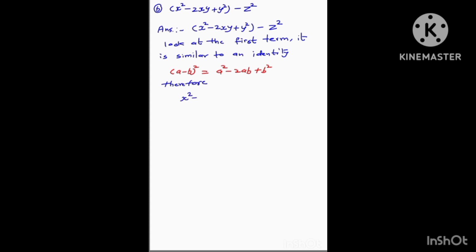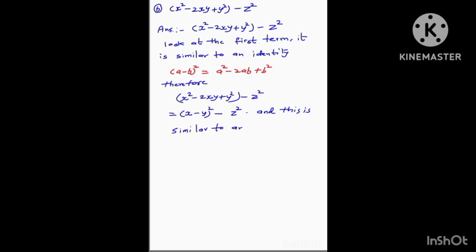I am writing it again, but in the exam you can directly write it. You need not write it again. You don't waste your time writing like this. This is just to understand or for practice. You can write this step: (x − y)² − z². And now again observe that you can again use an identity.